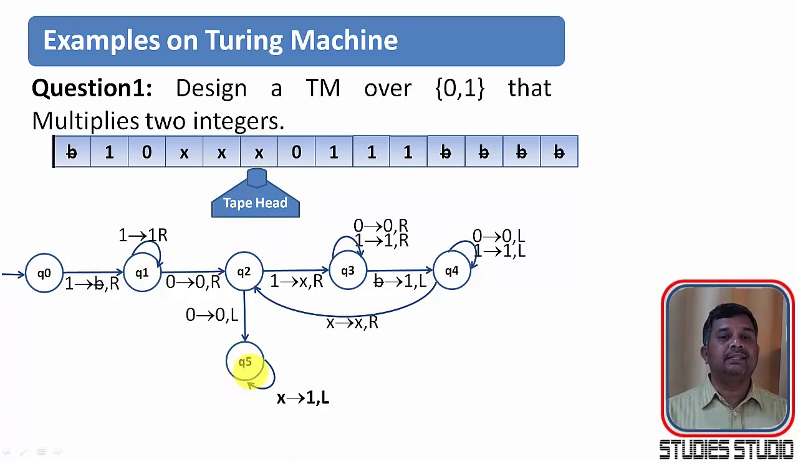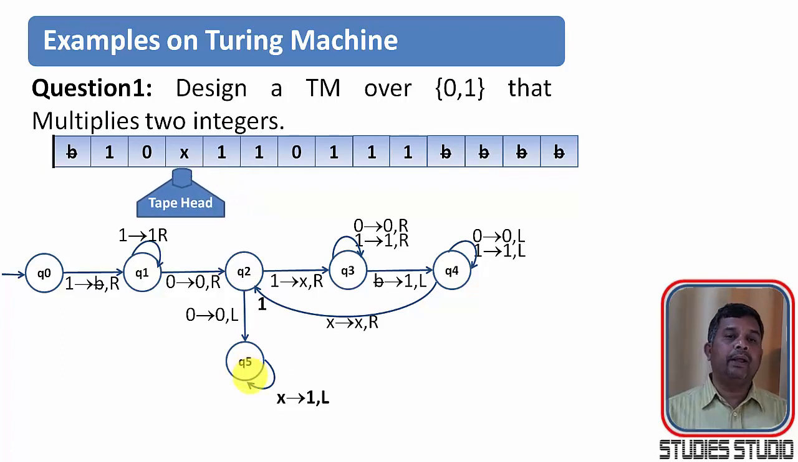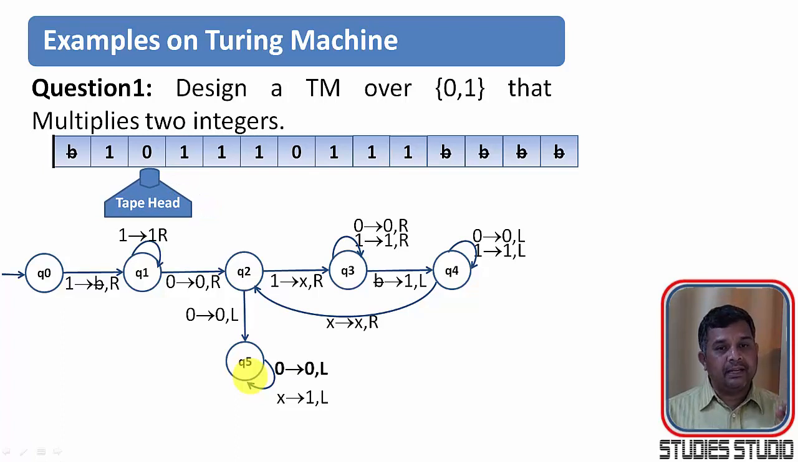Now as many X I will be getting, I will be writing 1 in place of that. The first one I have replaced with 1. I got one more X. I have written 1 onto it. The next symbol is again X. I have written 1 onto it. Now I am getting an input symbol 0. So when I am getting 0 also, I will be writing 0 onto it and I will move left.